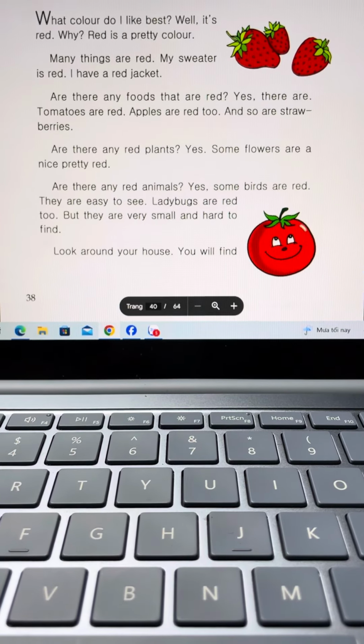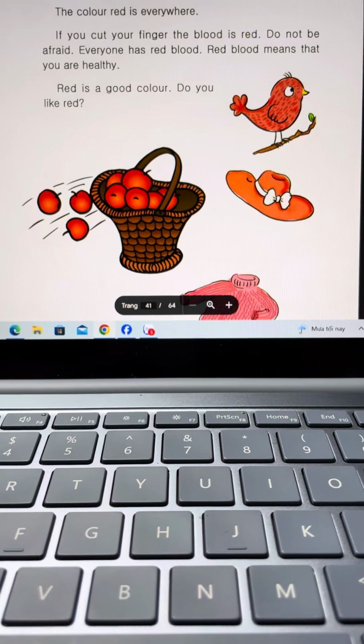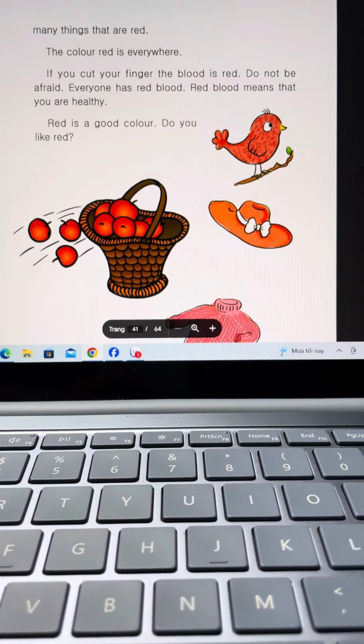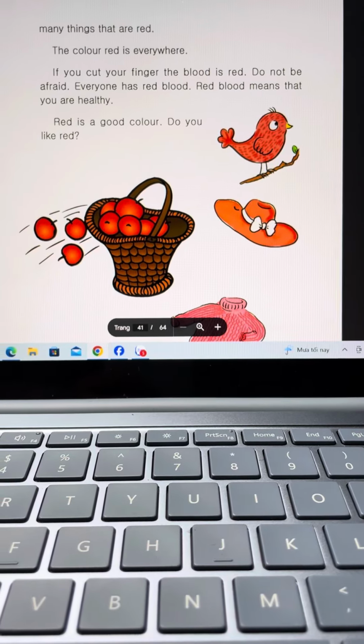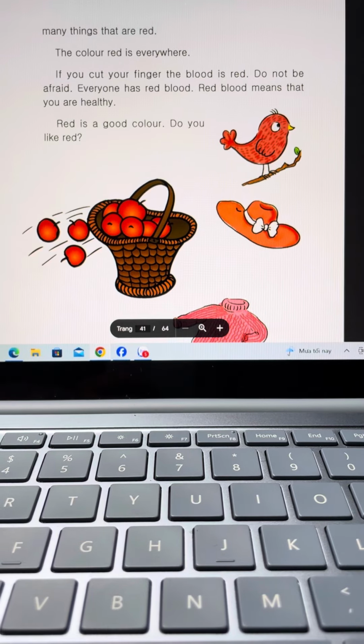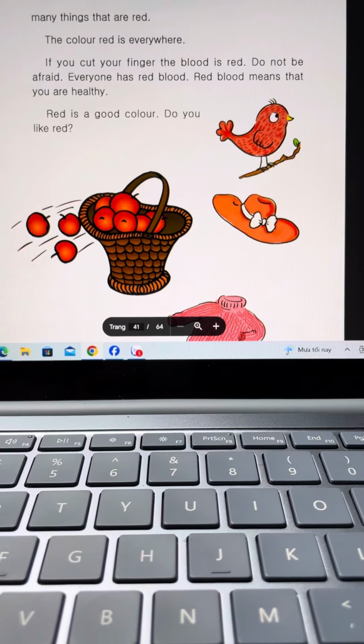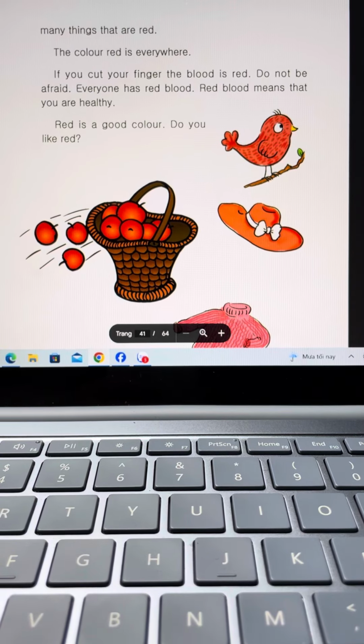Look around your house. You will find many things that are red. The color red is everywhere. If you cut your finger, the blood is red. Do not be afraid. Everyone has red blood.